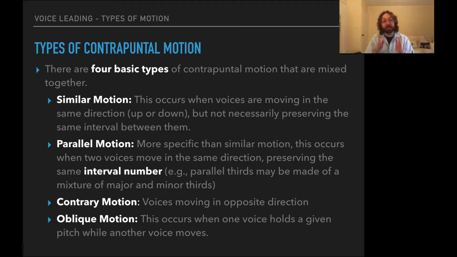If you keep the same interval number, this is known as parallel motion. This is a specific kind of similar motion. This occurs when two voices move in the same direction and preserve the same interval number. It doesn't have to be the same quality. It doesn't have to be all major intervals or all minor intervals. It just has to be the same number. So you could have parallel thirds. Those are quite common.